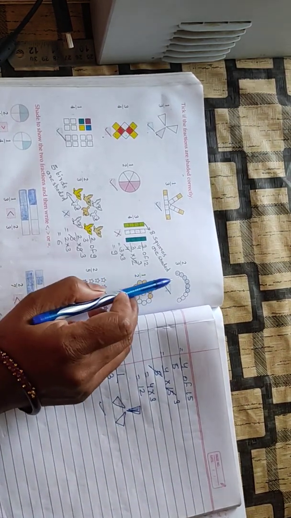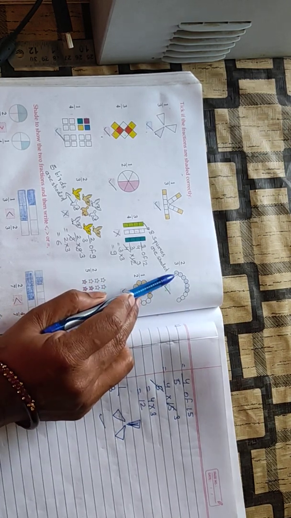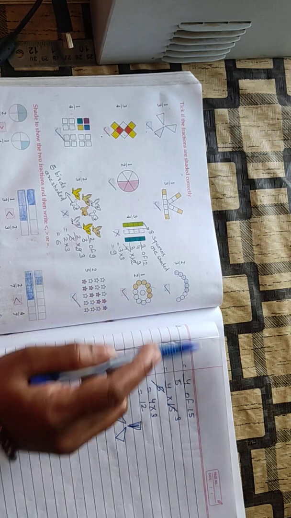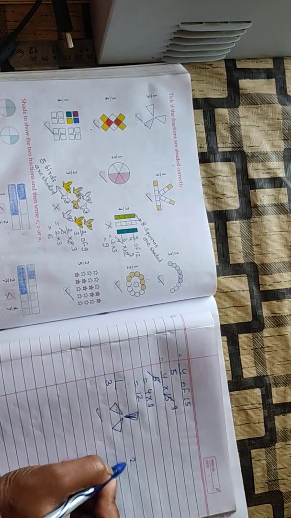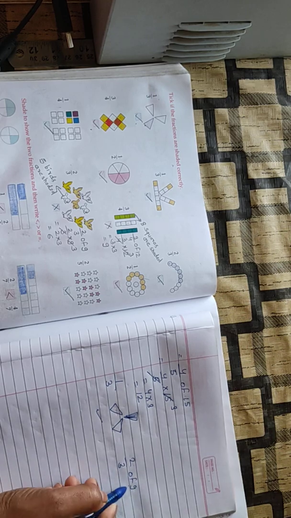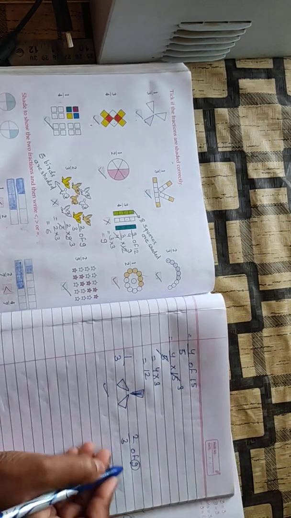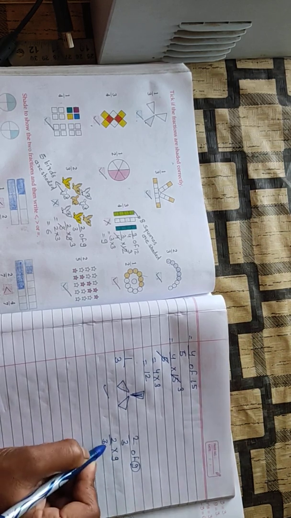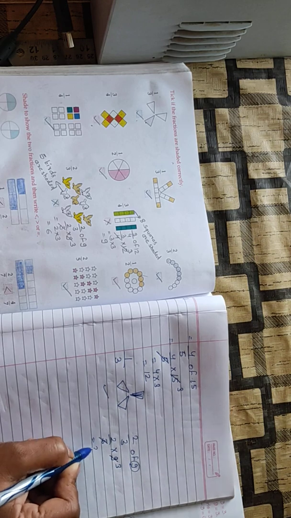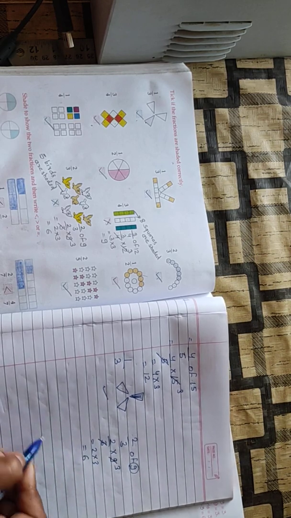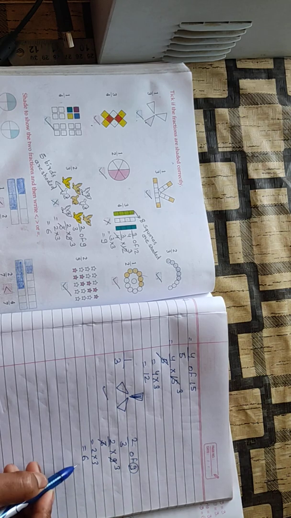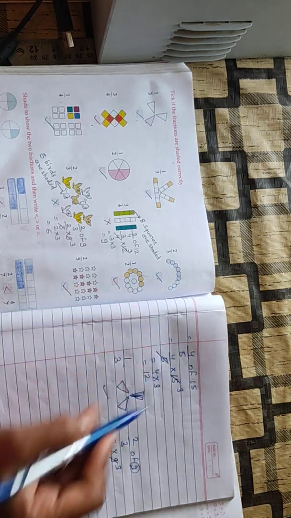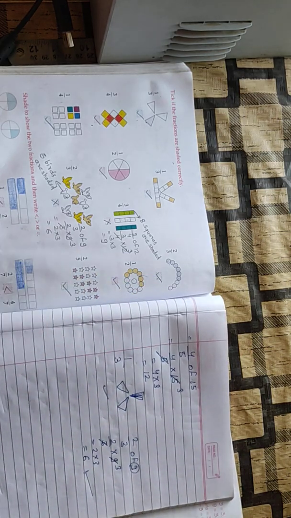Now same here, count how many total balls are there: 1, 2, 3, 4, 5, 6, 7, 8, 9. 9 are there. So 2 by 3 of 9. Total 9 balls are there. So 2 by 3 into 9. Now 9 in 3's table, 3 3s are 9. Now 2 multiply 3, that is 6. That means out of these 9 balls, 6 balls are to be shaded. Let us see: 1, 2, 3, 4, 5, 6. Yes, that means this fraction is also correct.